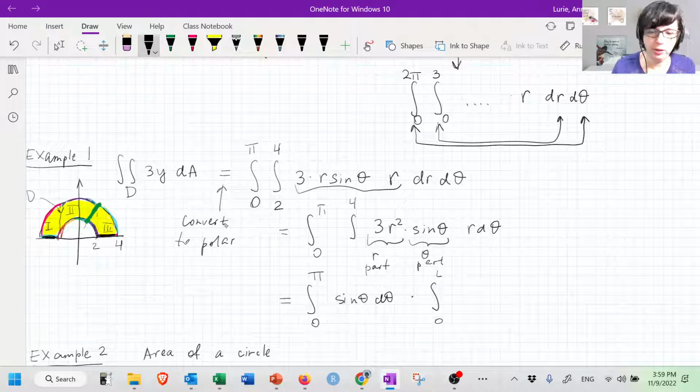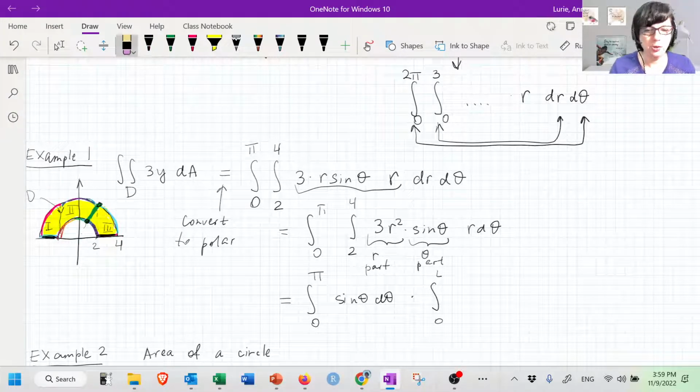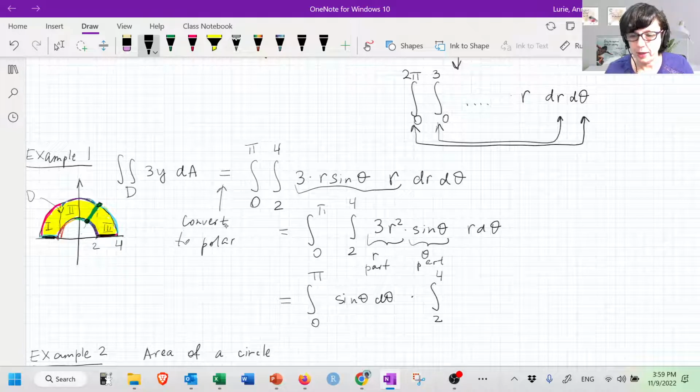Didn't I say 2 and then I said 0? Yeah, so you're right here from 2 to 4, right? Okay, so it's good that I caught myself before I started getting deep into that. So this is going to be 2 and 4. And so this is going to be 3r squared.